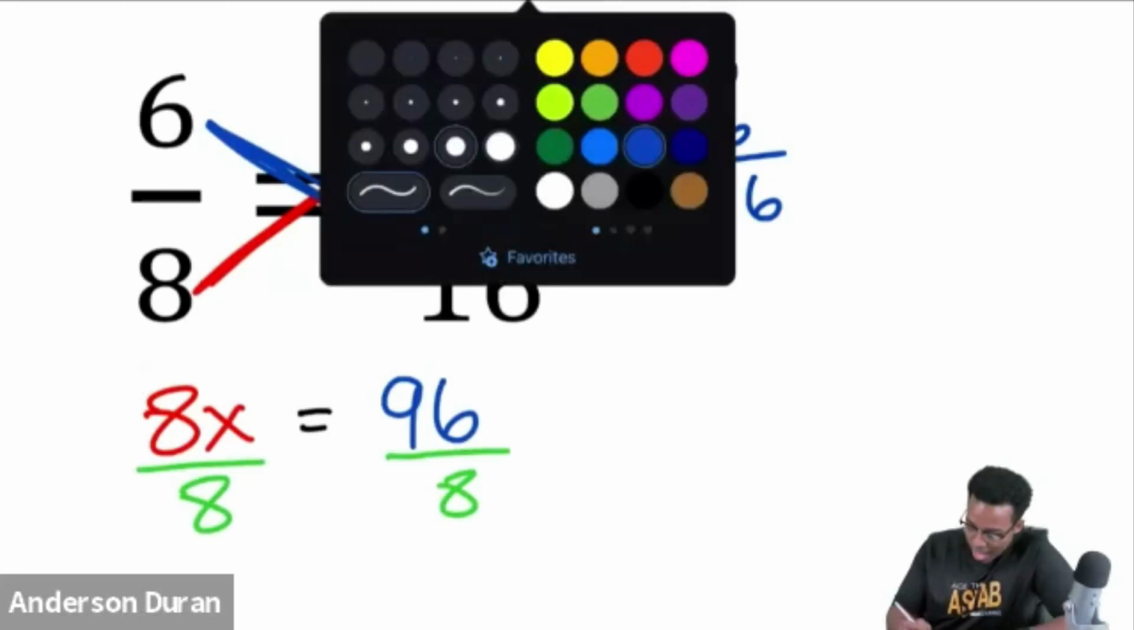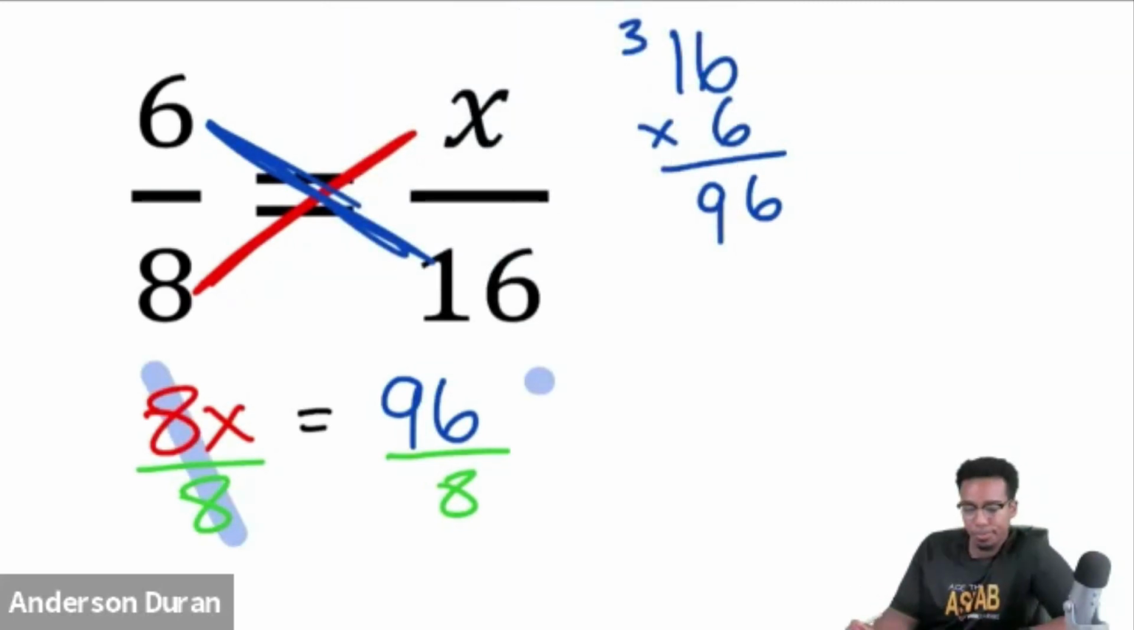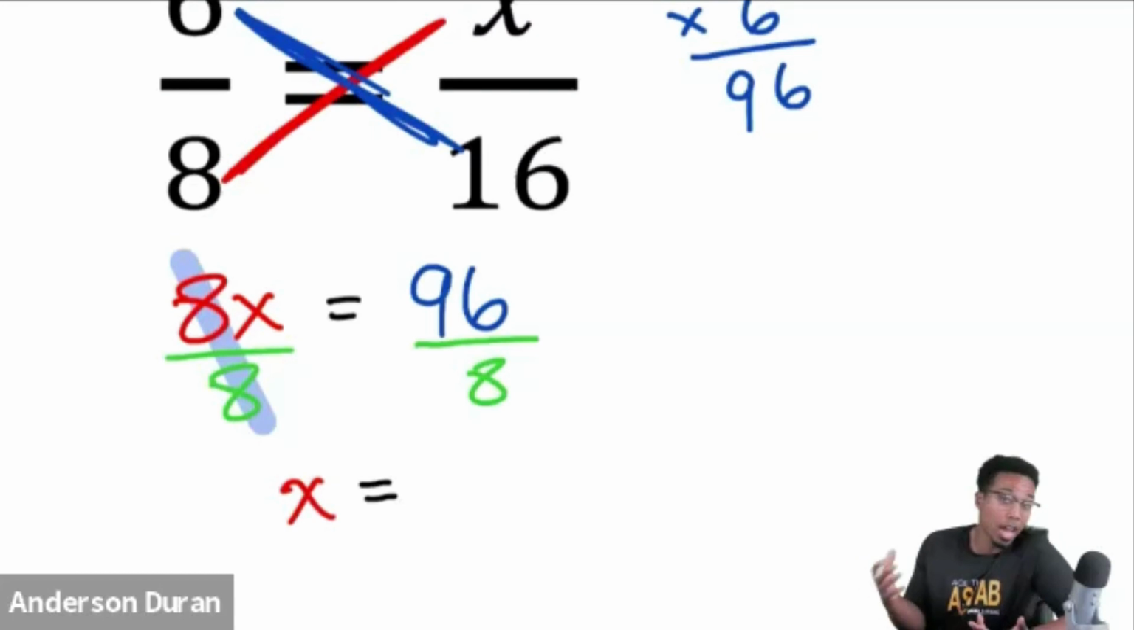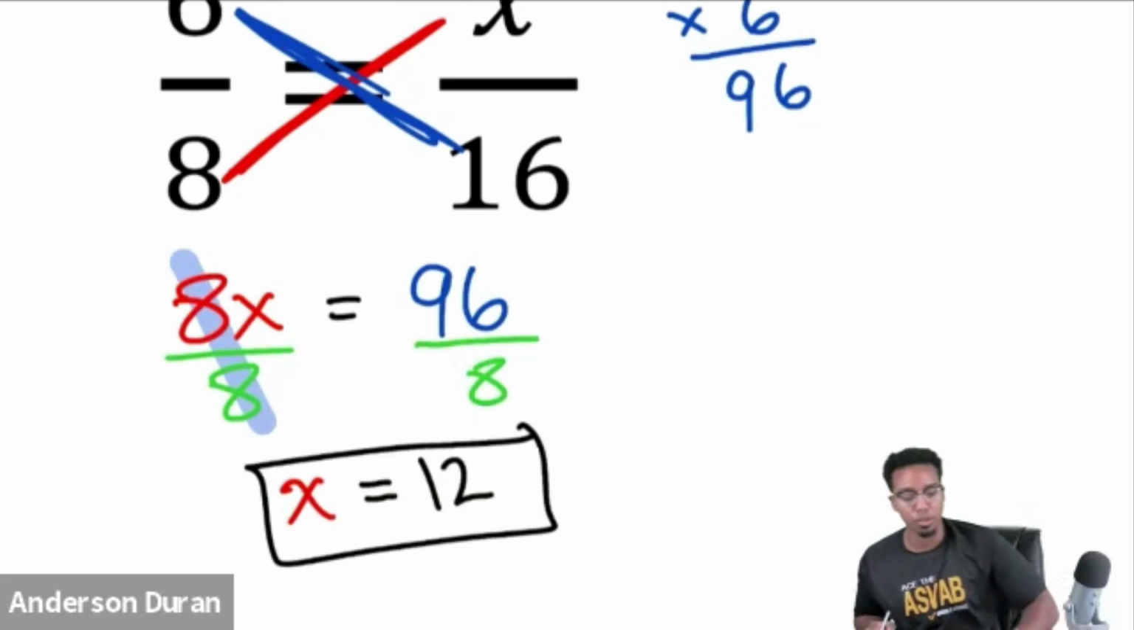So what's going to happen here is on the left side, this is going to cancel out. And once we do that, we're going to be left with that x. And then we got 96 divided by 8. You got to know your times tables here, because 96 is 8 times 12. And so the answer here will be 12. So let me just introduce you to that right there.